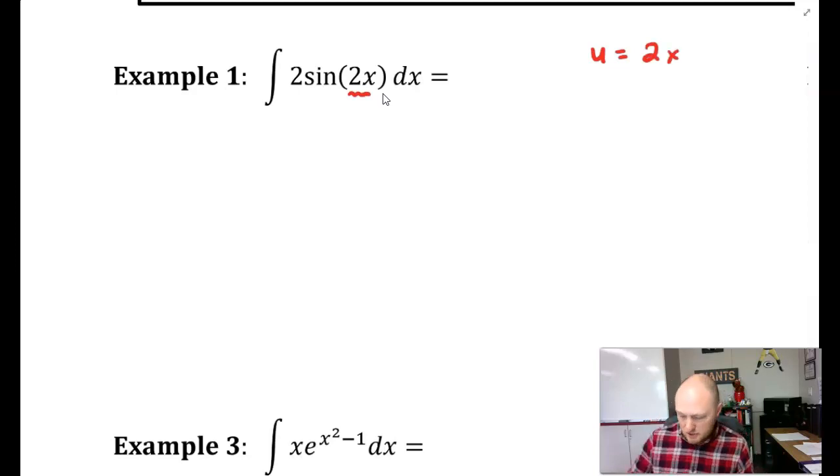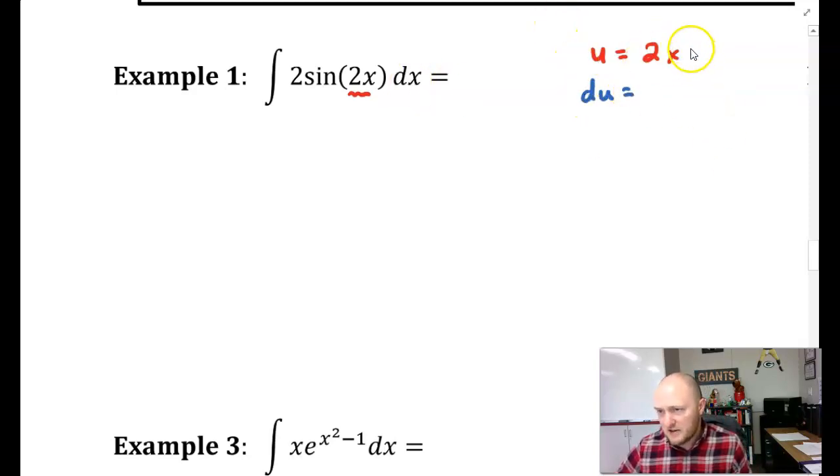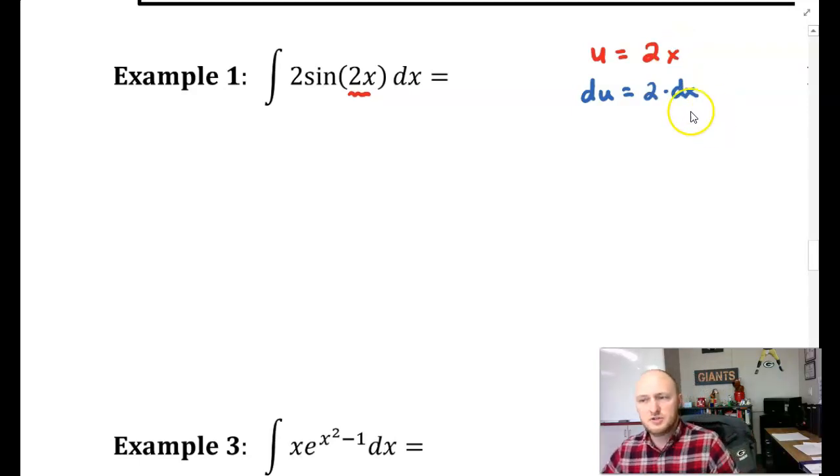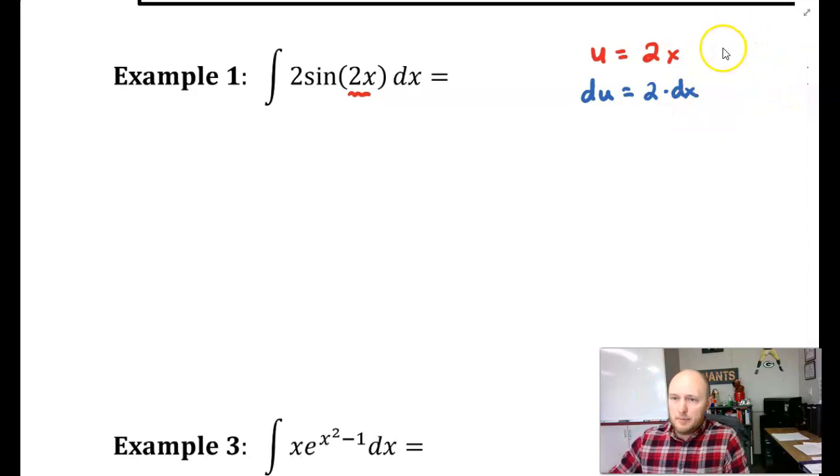Now, what I have to do is go ahead and identify du. I have to identify du, and that's just the derivative of u. And then the derivative of the other side of 2x is just going to be 2 times the derivative of x, which is dx. So I'm going to make this swap, and you'll see why when I make this swap, how it's so much easier to take the antiderivative.